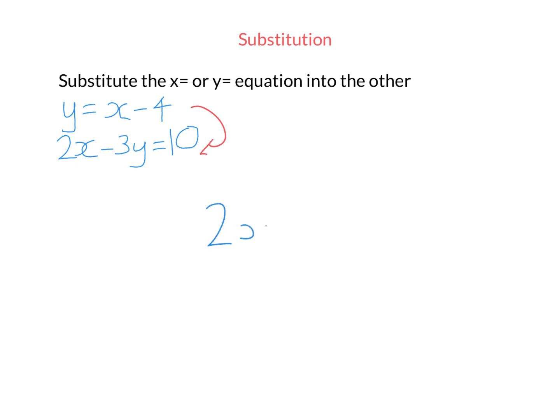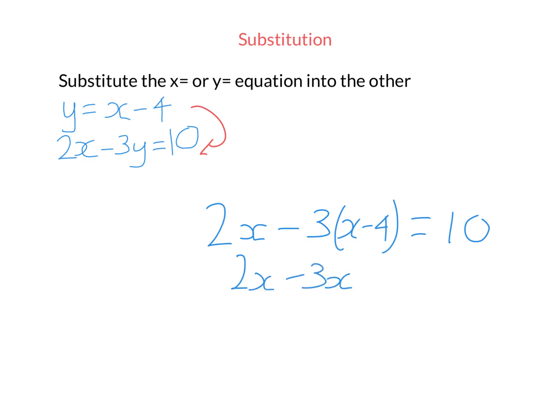Well, my second equation is 2x minus 3y equals 10. Because y equals x minus 4, we're going to replace y. Everywhere I see a y, replace it with x minus 4. Now I need to use brackets here because I need to times 3 by the whole thing. So this here is 2x minus 3 times (x minus 4) equals 10. So now we know how to solve this equation. We are going to expand the brackets. Make sure you know negative times a negative gives a positive.